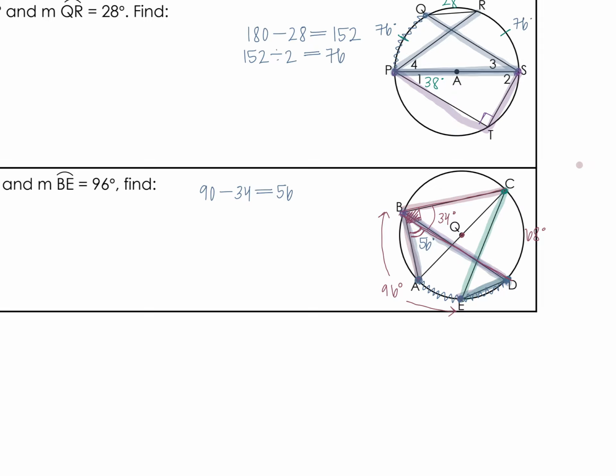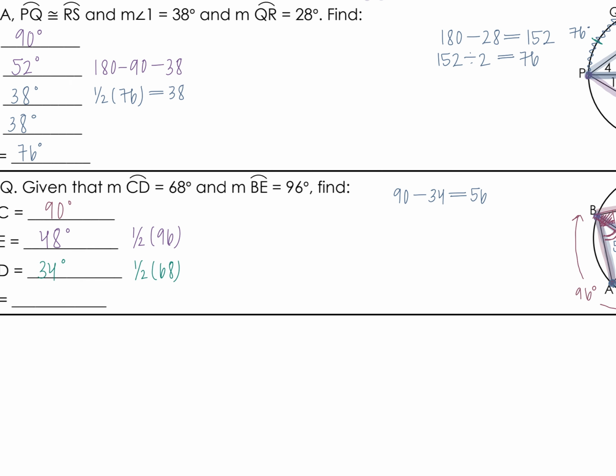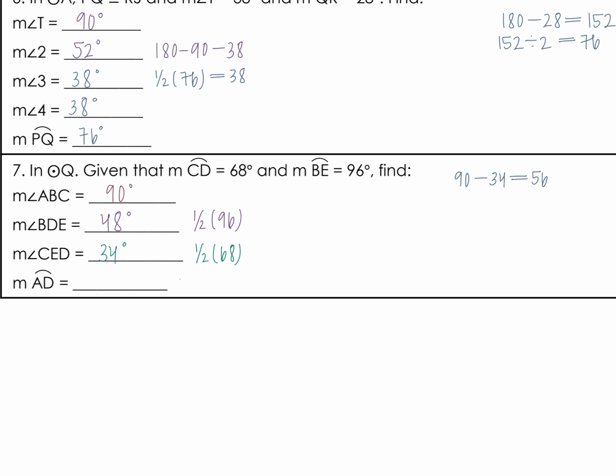Okay, and then remember, if your inscribed angle is 56 degrees, in order for us to find the measure of that arc, I need to double it. So here I would just take 2 times that 56 degrees, and I'm going to be left with 112 degrees for the measure of that arc. All right, so now we are finished.